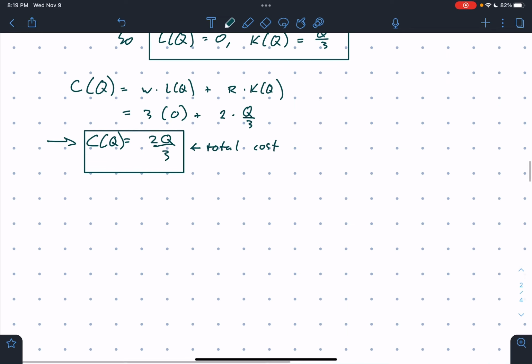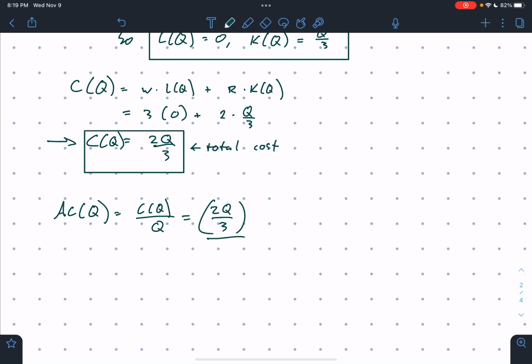Now what we can do is find the average cost. So the average cost of producing Q is just C of Q divided by Q. So this is going to be 2Q over 3 divided by Q. I'll do one more step. So it's going to be 2Q over 3Q, which is just 2/3. Okay. So the average cost of Q is just 2/3.